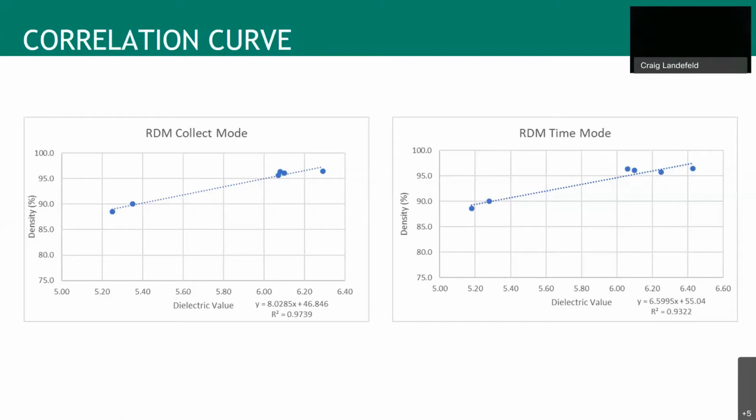The first couple years we've run both methods, and each time that we have calibrated, both have given us very good correlations. It just seems as though the RDM core collect mode has always given us slightly better correlation coefficients. Not that the others have been bad, we've just gotten slightly better coefficients each time that we've used the core collect mode. So that has kind of become our standard for establishing the dielectrics for the density correlation curves.